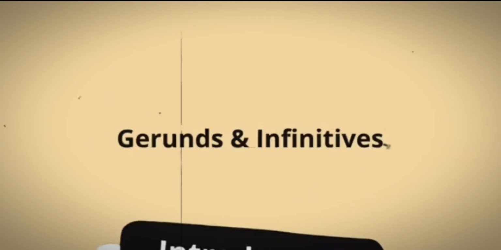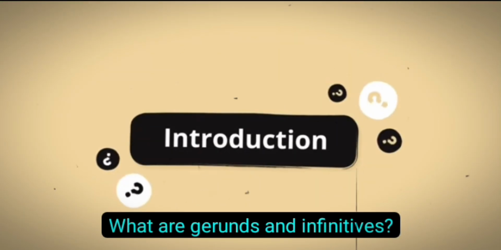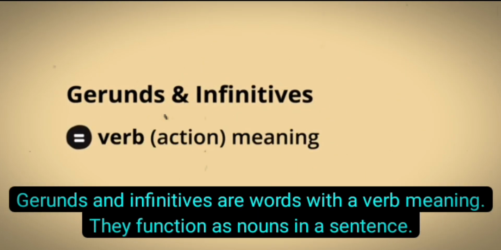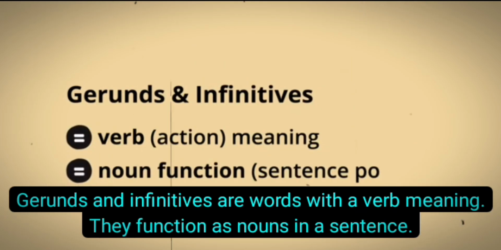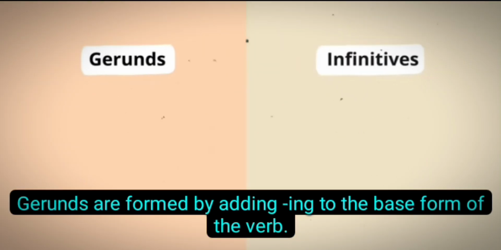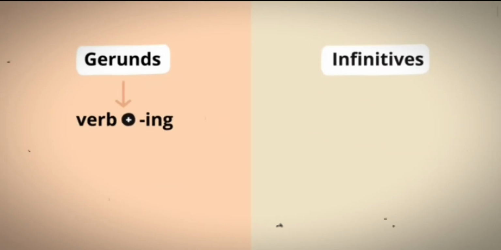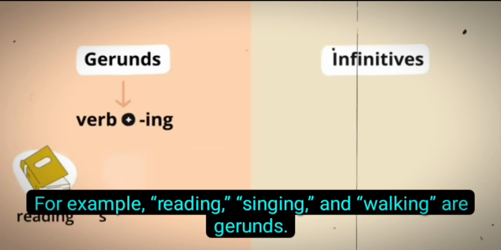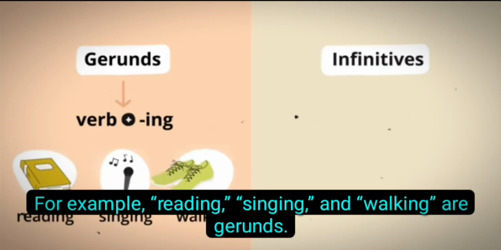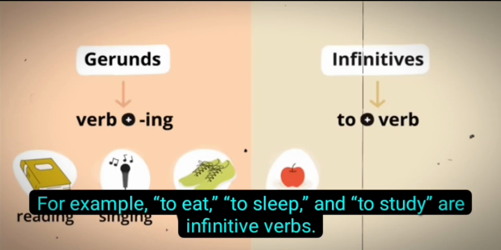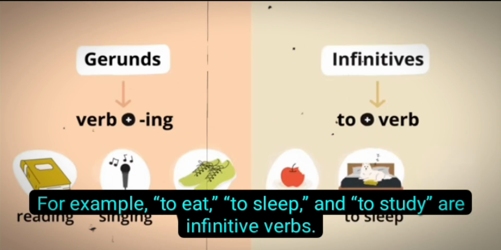Gerunds and infinitives. What are gerunds and infinitives? Gerunds and infinitives are words with a verb meaning. They function as nouns in a sentence. Gerunds are formed by adding -ing to the base form of the verb. For example, reading, singing, and walking are gerunds. Infinitive verbs are formed with the word to and the base form of the verb. For example, to eat, to sleep, and to study are infinitive verbs.